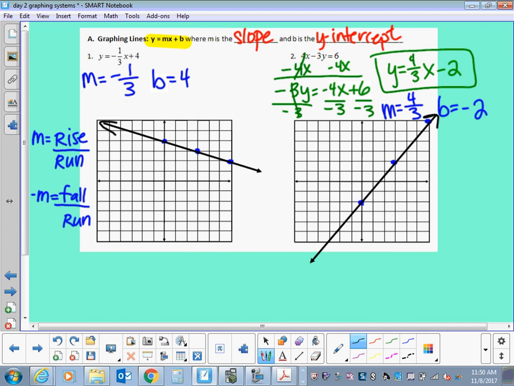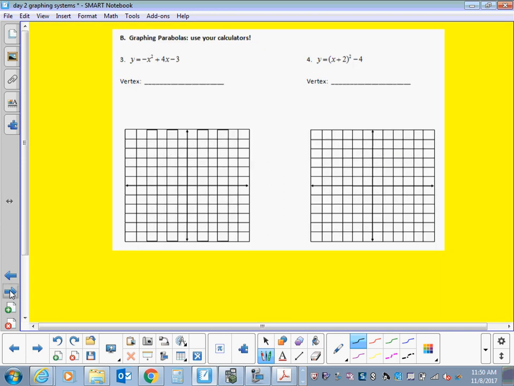We also use a ruler to connect the dots. Absolutely. As long as it's kind of straight, I'm good. If you want to make sure it's perfectly straight, go for it. Alright, that was graphing lines.